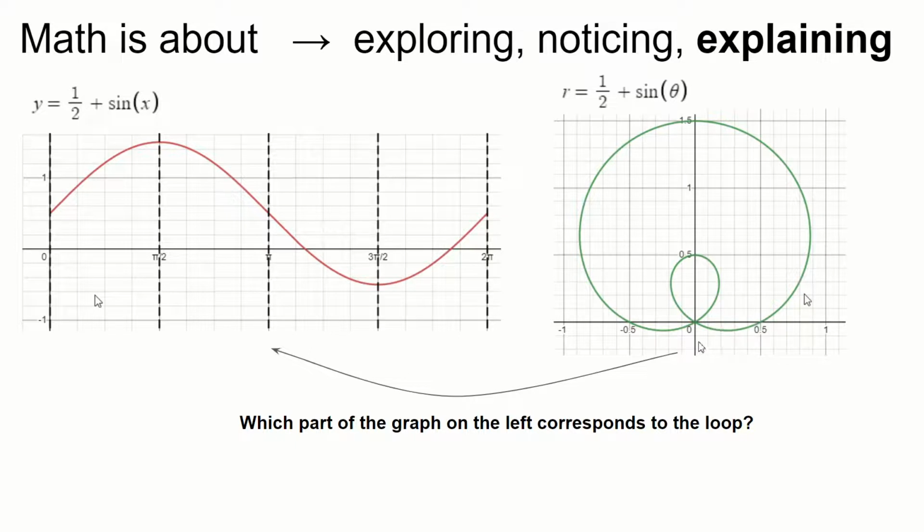So if we could figure out which angles correspond to the loop, that might tell us why the loop is happening. And if we know why the loop's happening, we could make a connection to this number 1/2. Like, what is it about 1/2 that makes this graph do the thing that makes that graph have a loop? So connecting the number to the rectangular graph to the polar graph, that's going to be the gold standard for explanations.